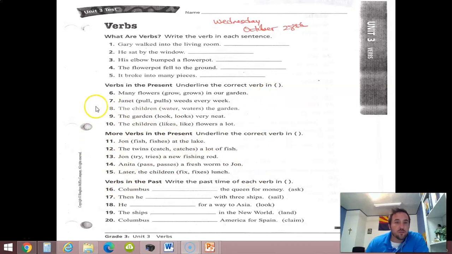Same directions for numbers 11 through 15, but please notice you're dealing with verbs in the present here again. John fished at the lake. John fishes at the lake. Now we come to verbs in the past. Here are the present tense verbs, but they want you to write the correct past tense verb here, and so that's what you do. Now Columbus asked the queen for money. Columbus asked the queen for money.